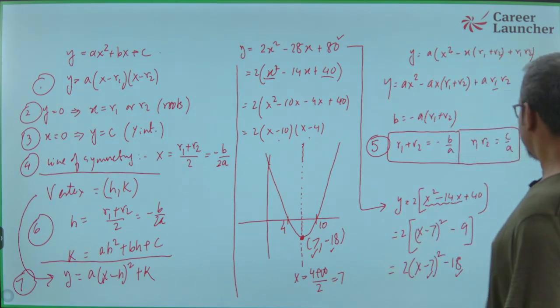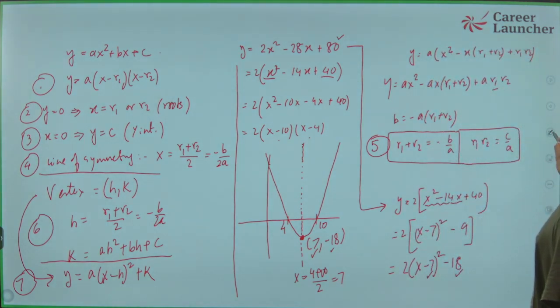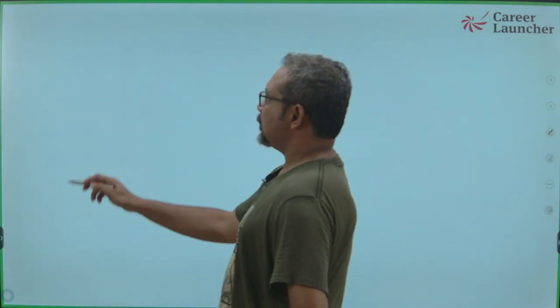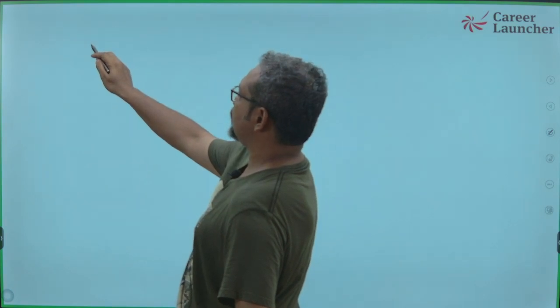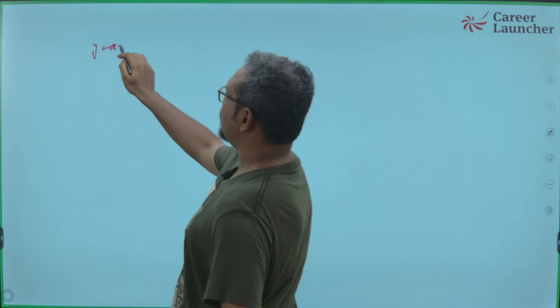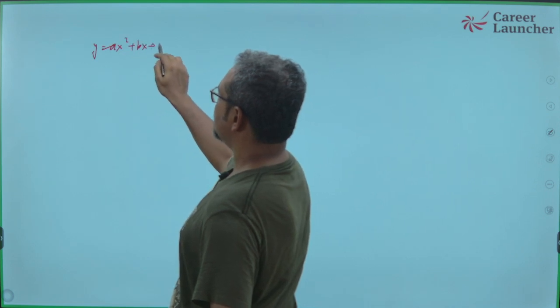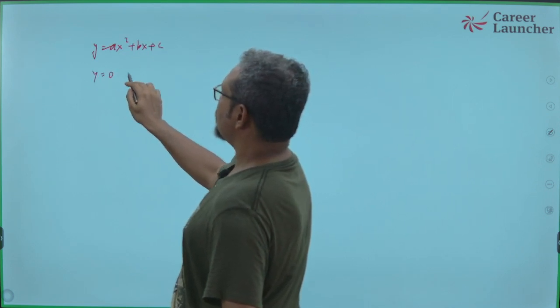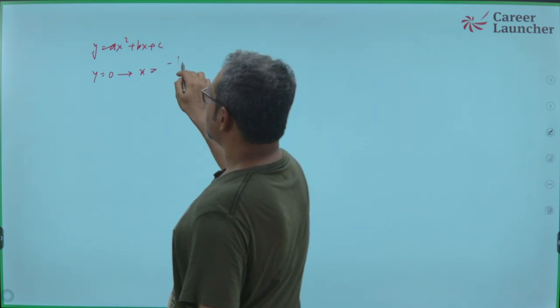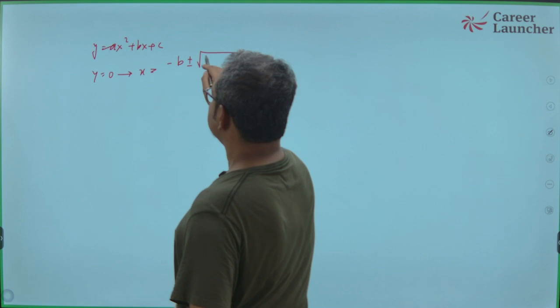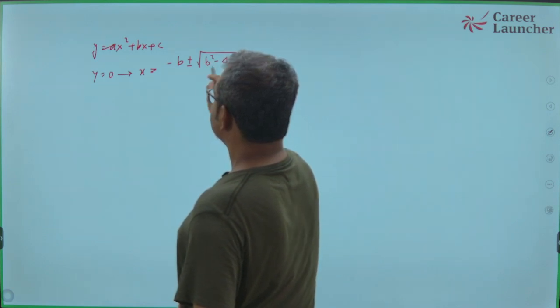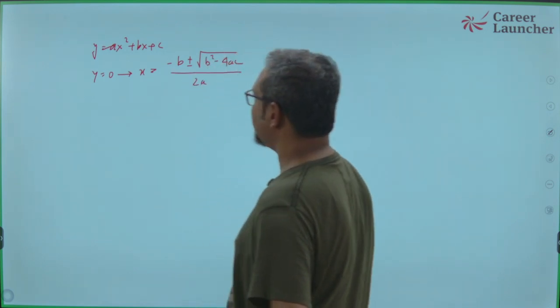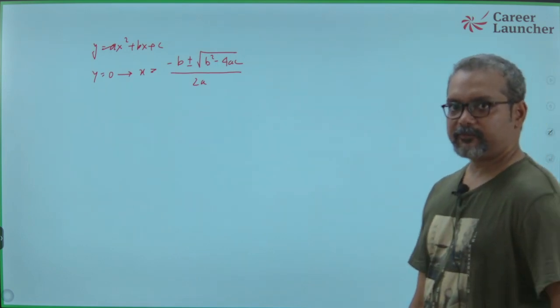Now moving on, there is a formula with which we can compute the roots also instead of factorizing. If I have y equals ax squared plus bx plus c, then for y equal to 0, you can solve directly using the formula here. From here we have 3 rules.